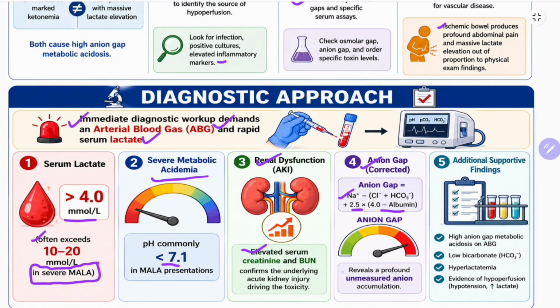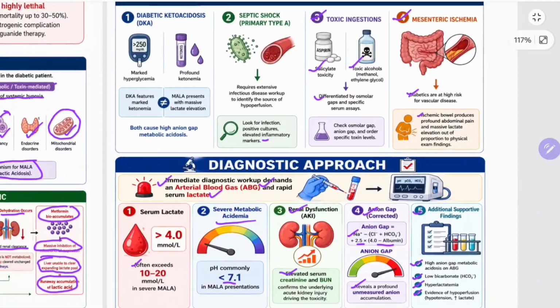So anion gap will be increased, revealing a profound unmeasured anion accumulation. Additional supportive findings will be a high anion gap metabolic acidosis on ABG. There will be low bicarbonate, of course. Hyperlactatemia will be there, and evidence of hypoperfusion. Hypotension will be there. Increased lactate will be there. So these are the findings.